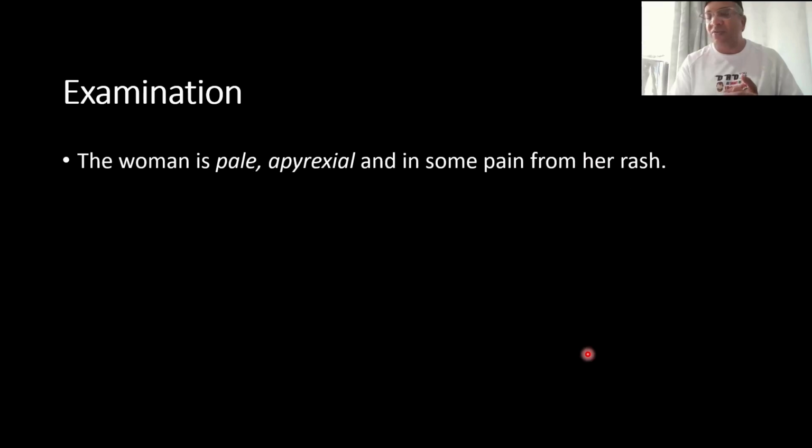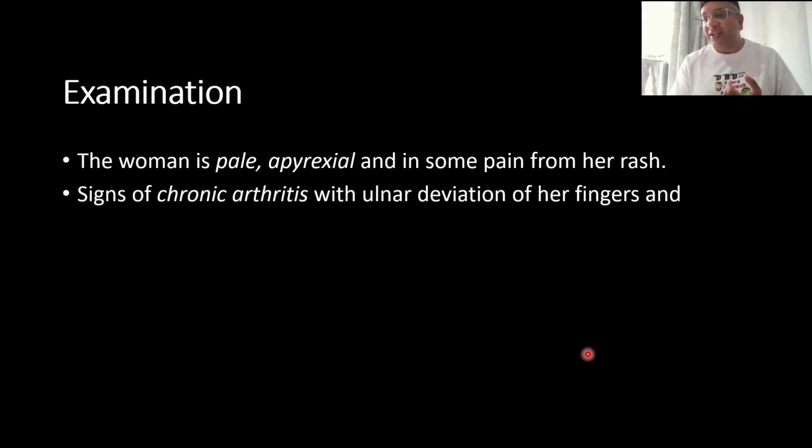All right. On examination now, this woman is pale. She's apyrexial, but she does seem to be in some pain from this rash. She has significant signs of chronic arthritis with ulnar deviation of the fingers.